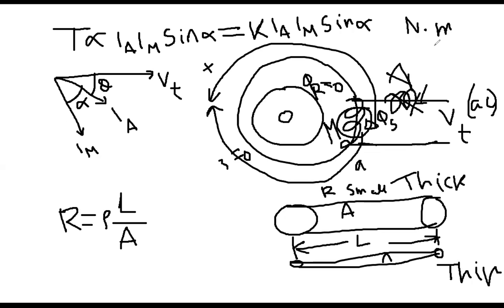So I would recommend, everybody, please write down this equation. This equation will be needed to solve numerical problems. Please write: torque equals K, which is called the torque constant, times Ia, the auxiliary winding current, times Im, the main winding current, multiplied by sine of alpha. And alpha is the angle between Ia and Im. So everybody, please write down this equation. The torque equals K Ia Im sine alpha.